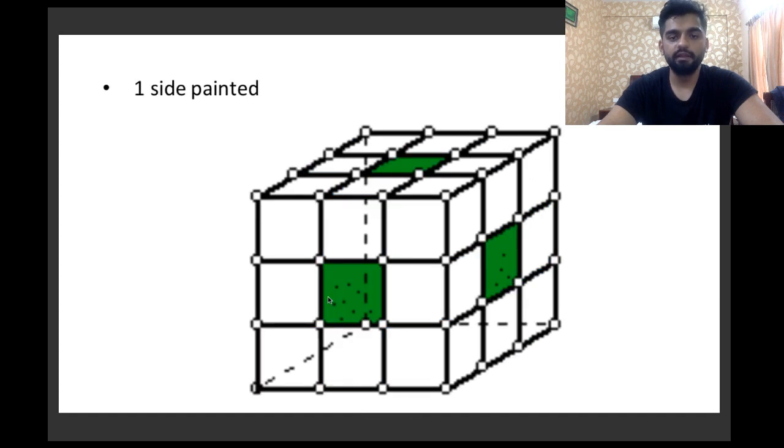One side painted will be these blocks on each of these sides. The block you see in the middle, that will have only one side painted. 1, 2, 3, 4, 5, 6. There are 6 faces, so 6 blocks.